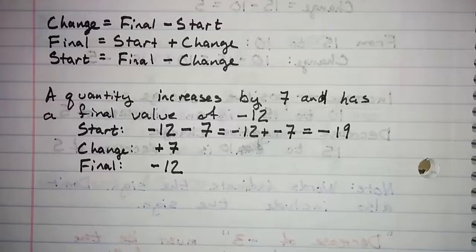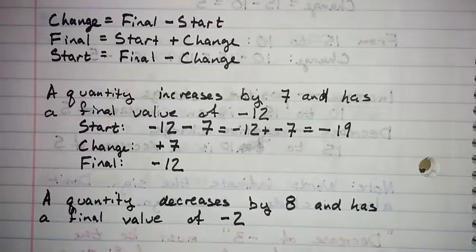Let me have you try one of these. Suppose a quantity decreases by 8 and has a final value of negative 2. Figure out what the starting value is. Pause the video and try this now.